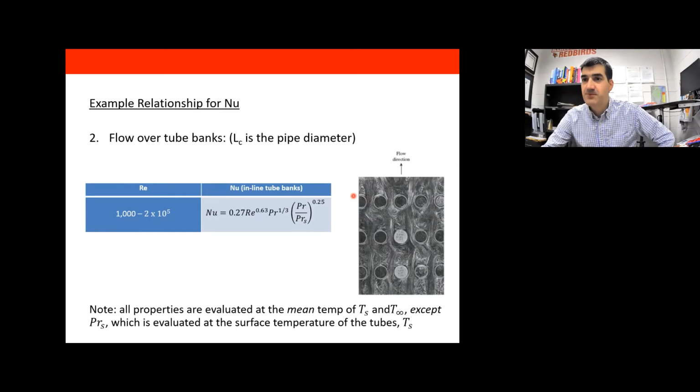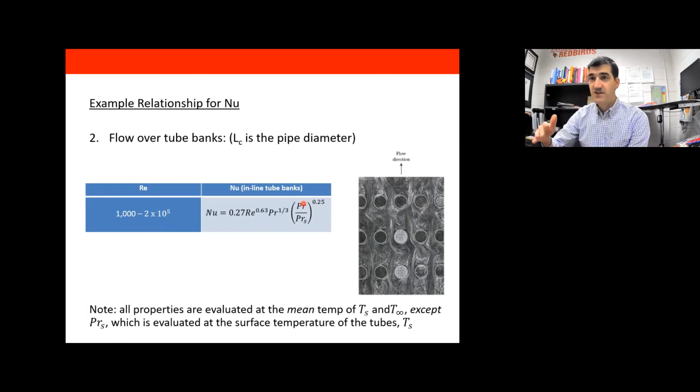So there have been lots of experiments that have been done on tube banks to figure out what is the rate of heat transfer and what is the Nusselt number. And this is the equation that you should be able to use for Reynolds number equal to 1,000 up to 2 times 10 to the fifth. Here's your equation for Nusselt number. There's your Reynolds number. Once again, it uses L sub C as the diameter of the tube or the pipe. And the Prandtl number here is slightly more complicated. So for this value of Prandtl number, you're using the Prandtl number of the fluid evaluated at the film temperature, like we talked about before.